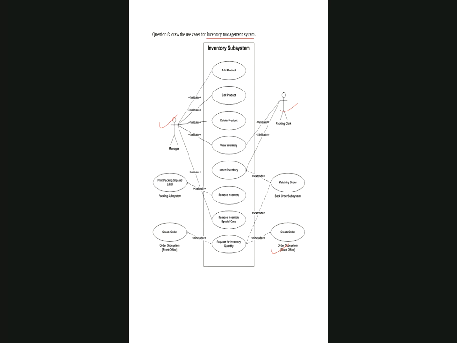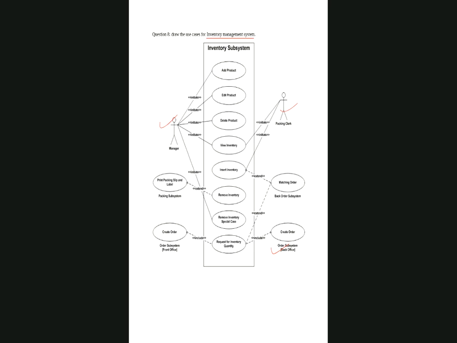Okay, but when you request for inventory, now in inventory, create order for front and back office is very important. That's why it is included. They are not optional. They are part and parcel of the system. Okay, but matching order is optional. That's why I write extend here.